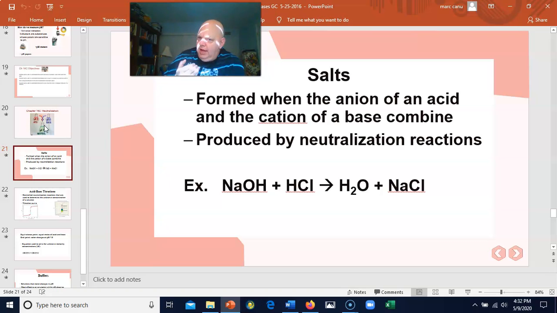Now, let's pull back here for a moment. Salts are formed when the anion, think negative, the negative part of a molecule of an acid, and the cation, that's the plus, of a base combine. And that is produced by neutralization reactions. So let's take a look at an example.